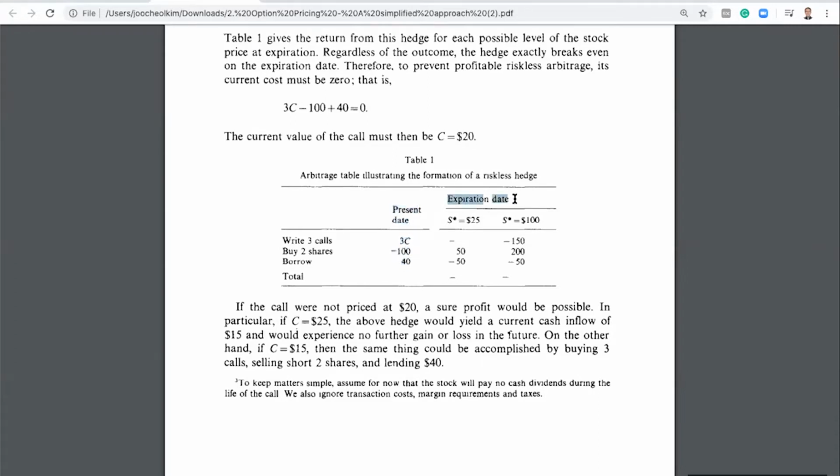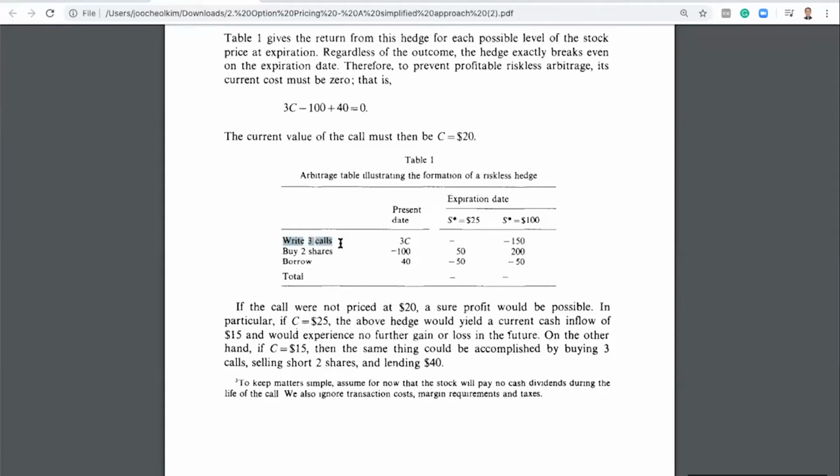And then expiration date means it's 1 period of time later. And then since we are tossing a coin, it can be either downside or either upside. And depending on which state we are in, the cash flow will be different. So let's just look at the first one, the present value.